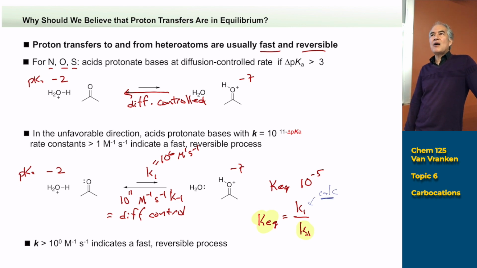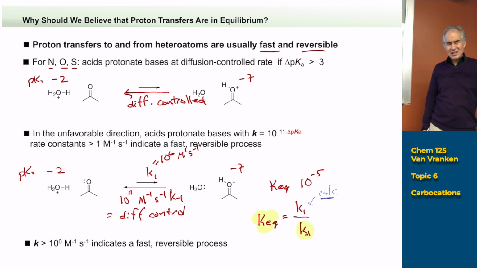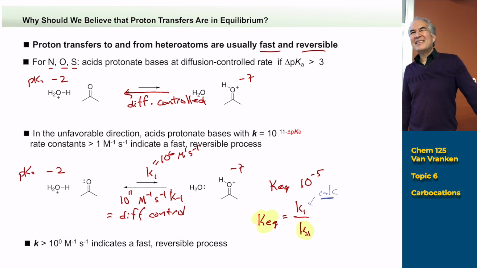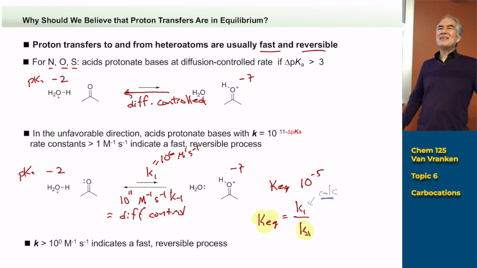I'm not going to ask you to calculate rate constants, but I do expect you to know that proton transfers from acids to bases are diffusion controlled in the favorable direction, as long as you're transferring to and from heteroatoms. Transferring to carbon, this rule breaks down. Hydrogen bonding is the first step in proton transfers, and alkyl CHs aren't good at hydrogen bonding.